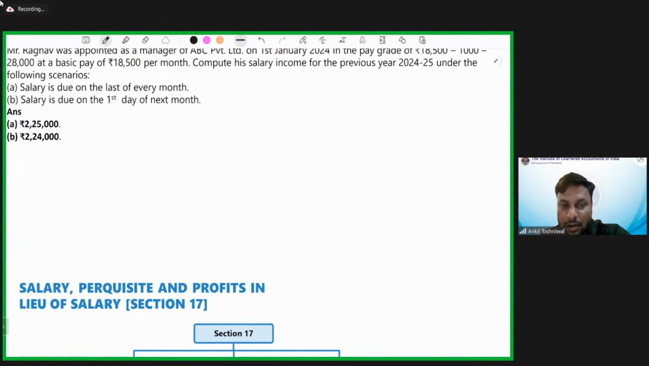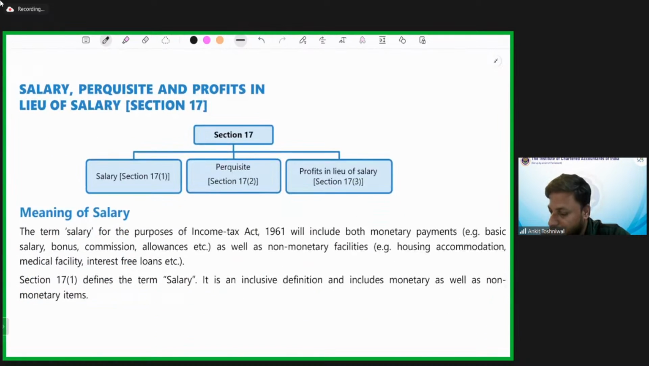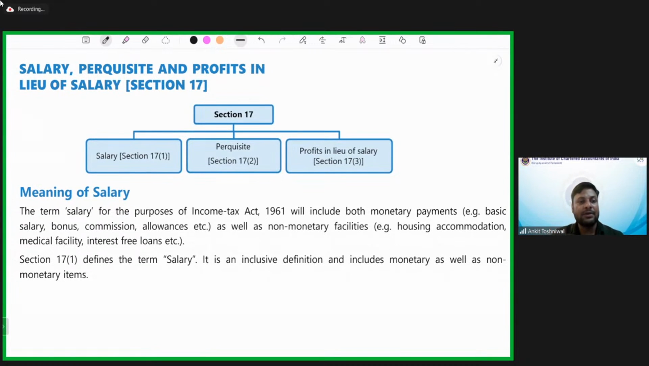Okay. Now moving forward. As we discussed, in this chapter there will be three major sections. Section 15 we already covered. Section 16 we will cover in the coming sessions. And section 17. Section 17 is the meaning of salary, perquisites, and profit in lieu of salary. These both we will cover in the coming session.